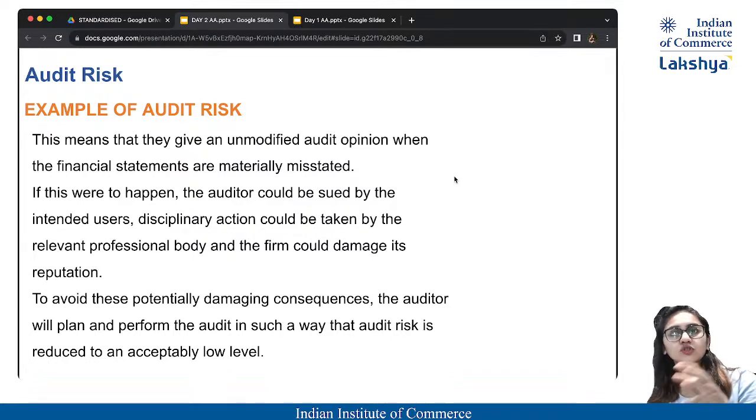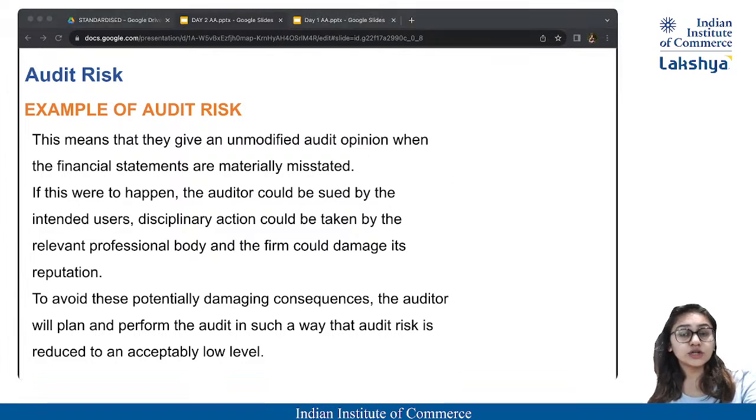The auditor belongs to an audit firm, and if the auditor gives a fake report and if he's caught, that can damage the reputation of the auditor's firm. That is why it is a huge responsibility on the shoulders of the auditor. What is the huge responsibility? To be independent and to keep up with the name.